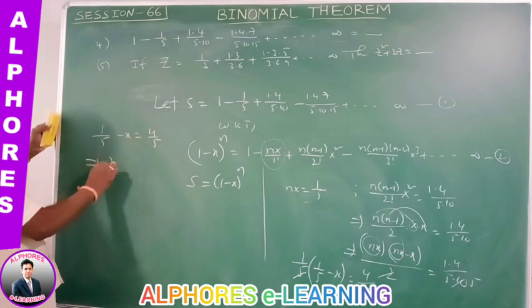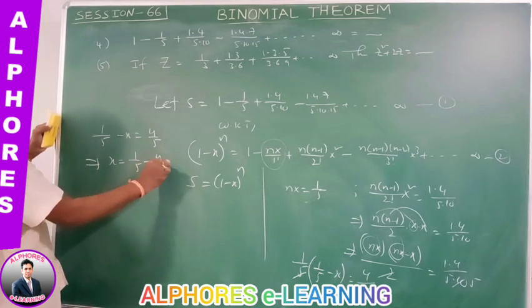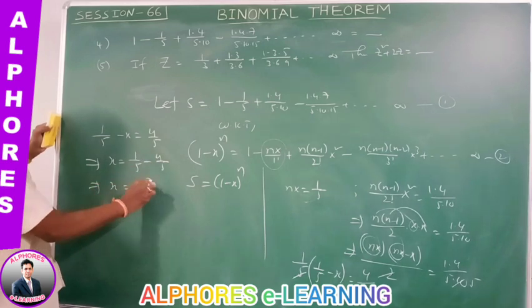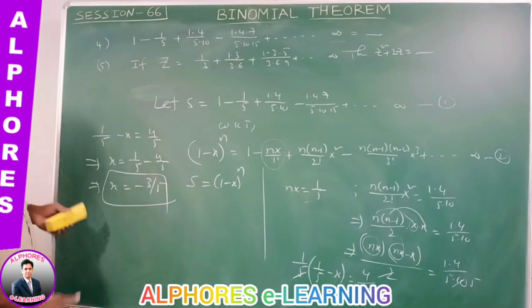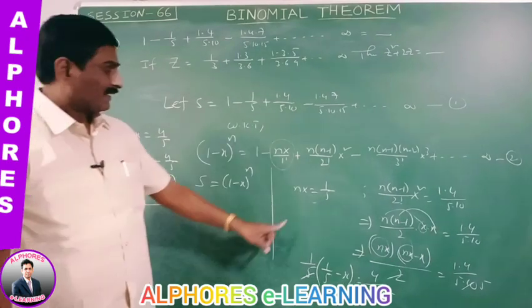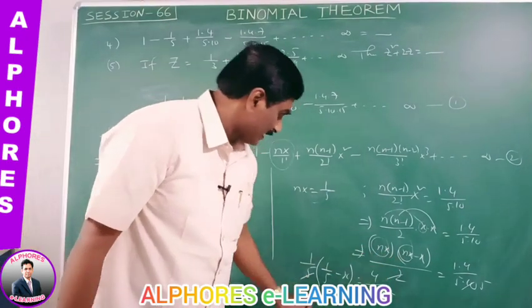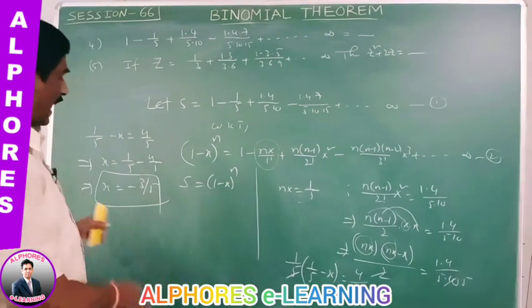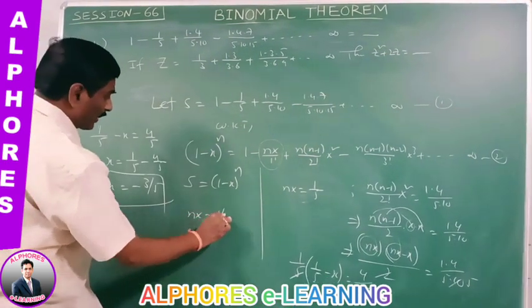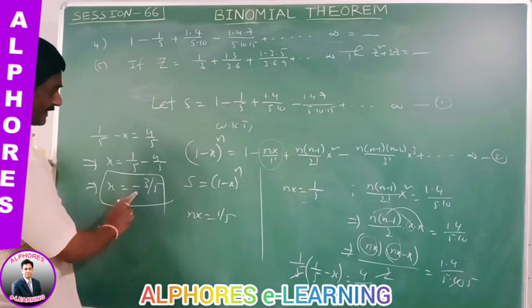That means what is the value of x? x is equal to 1 by 5 minus 4 by 5. That implies x is equal to minus 3 by 5. Please observe this value and note this value. nx is equal to 1 by 5. Already we found x is equal to minus 3 by 5.